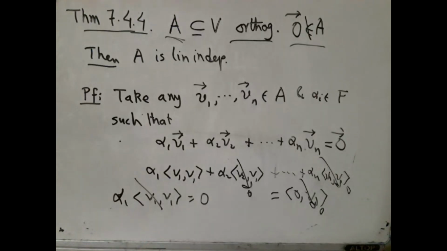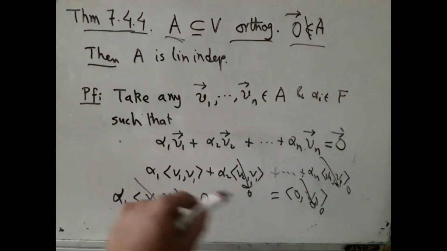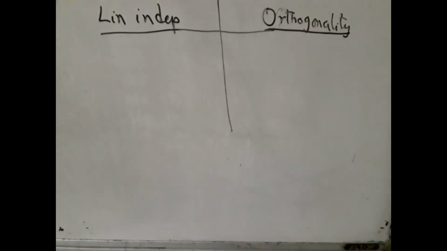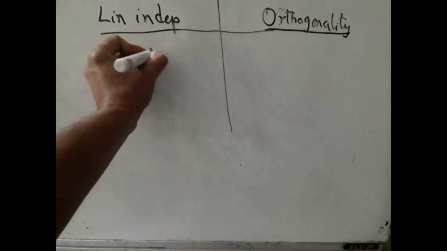So whatever you can do with alpha 1, you can do with alpha 2 also, just by taking inner product with V2 this time. In this way you can show that all the alpha i's must be 0, showing that A is linearly independent. One important difference between linear independence and orthogonality is that linear independence is a set-wise property.